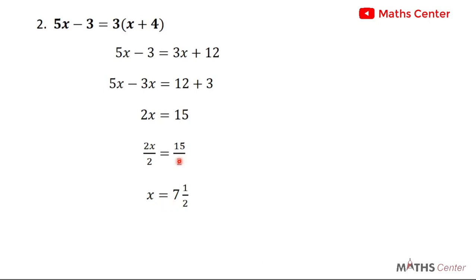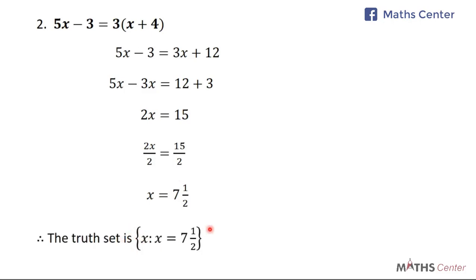If you watch the video on conversion of improper fractions to mixed numbers or mixed fractions, you will see that 15 divided by 2 gives us 7 whole number 1 over 2, because 2 will divide 15 7 times, then we have 1 over 2 as the remainder. So x will give us 7 whole number 1 over 2. But the question told us to find the truth set of the equation. So we say that the truth set is given as, you draw your curly bracket, x, which is the variable, such that, so you bring this sign, x is equal to 7 whole number 1 over 2. So this is the truth set of the equation.